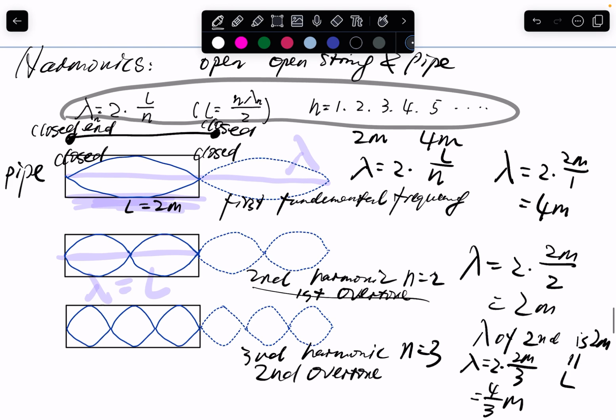You can also be given the wavelength to calculate the length of the pipe, so you just rearrange it. Once again, n is 1, 2, 3, 4, 5, easy. This applies to a couple of examples. For example, guitar is a closed string. Piano also applies to this scenario. Or we can have a cello. And then we also have this case, a trumpet, that is the open case.